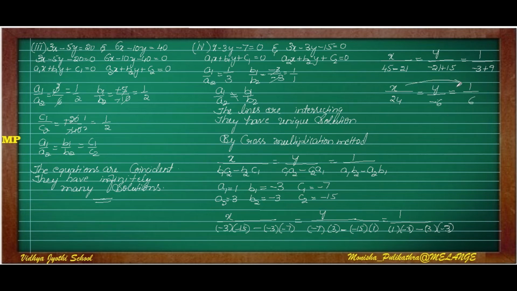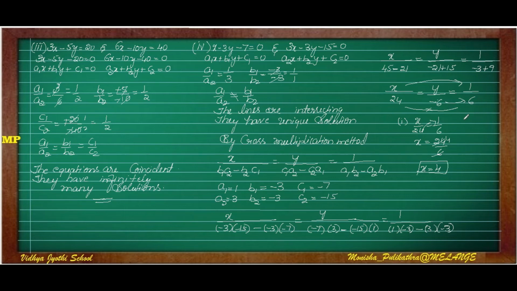So we have to equate both, the first one and second one in this equation. So first is x by 24 is equal to 1 by 6. So I will be taking 24 here. So it will be 24 divided by 6. 6 ones are 6, 6 fours are 24. So the value of x is 4.